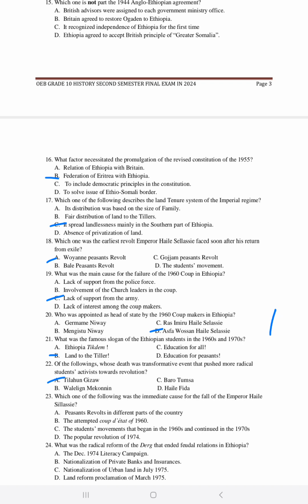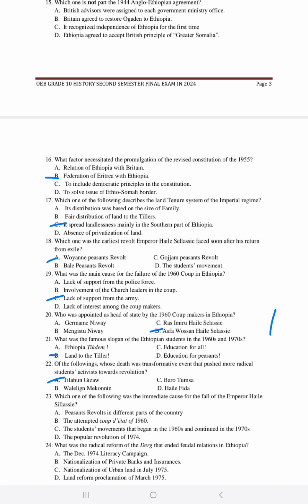Xilahun Giza, the students' president who was killed in 1969. B. Walalen Mokonnen. C. Baro Tumsa. D. Haile Fida. No. The best answer is A. He was the students' president.